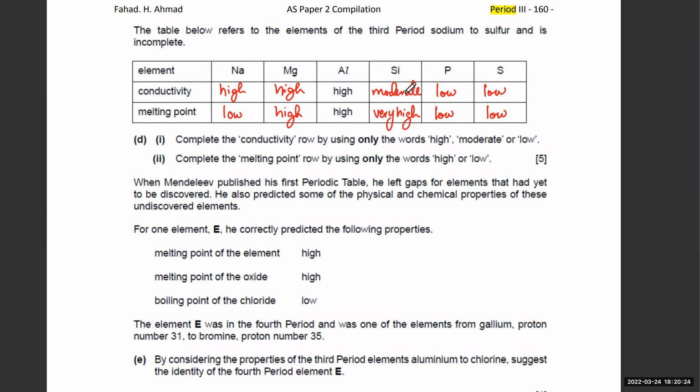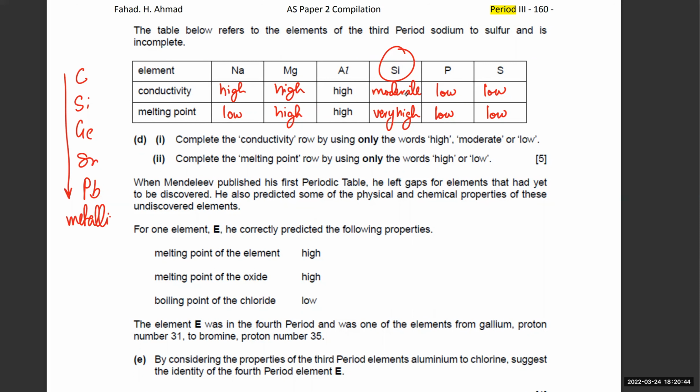Group 4 has metalloids. Silicon is in group 4. You start off with a non-metal, then carbon, then silicon, then I think germanium, tin, lead, probably this is the order. That's group 4. Down the group you become more metallic.